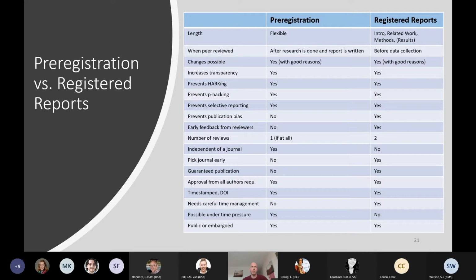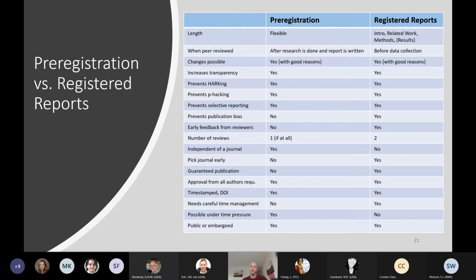Both concepts increase transparency, help to avoid p-hacking and selective reporting, as well as publication bias. As I said, early feedback from reviewers is actually not possible with pre-registrations unless you have some nice colleagues who look at that. But this is one of the key benefits of registered reports. This is also reflected in the number of reviews. So pre-registration, you get one, if at all. So we have seen that reviewers often do not look at pre-registrations and compare them with what was reported in the final paper, but in registered reports you definitely get 2 reviews.